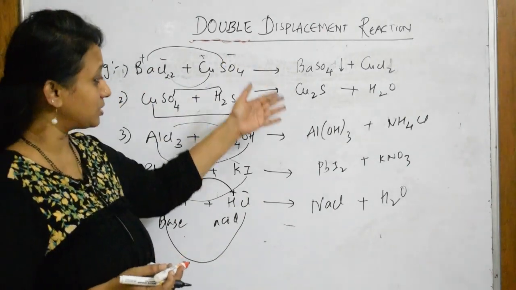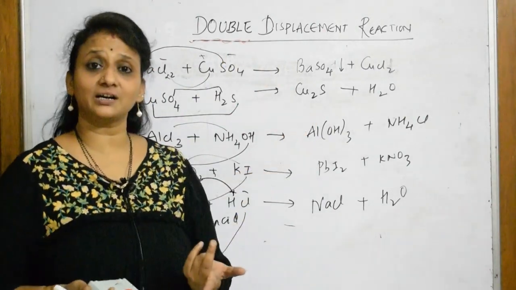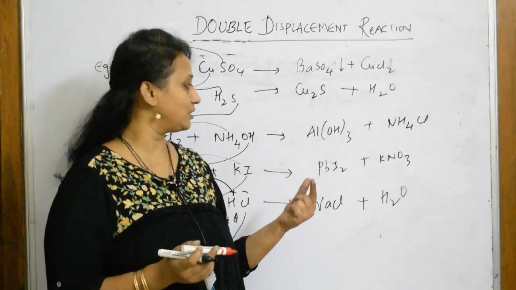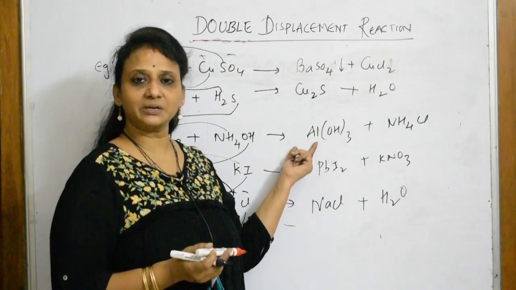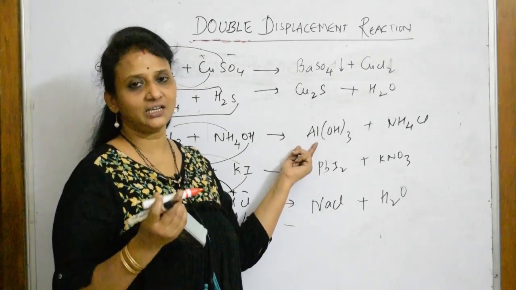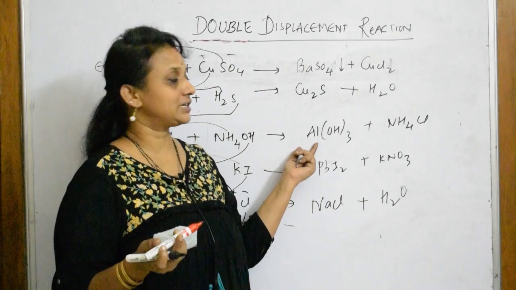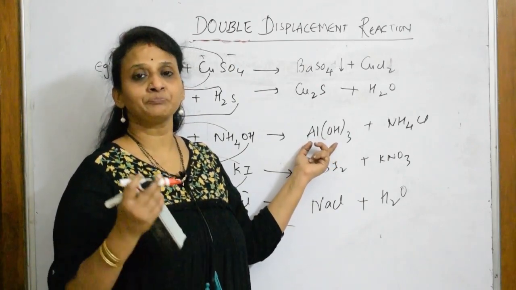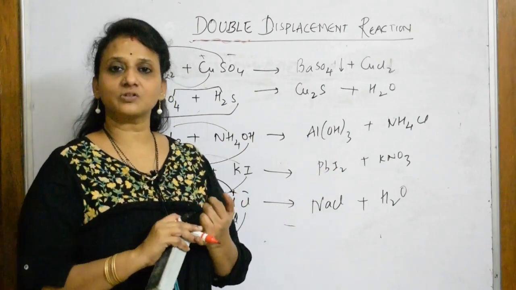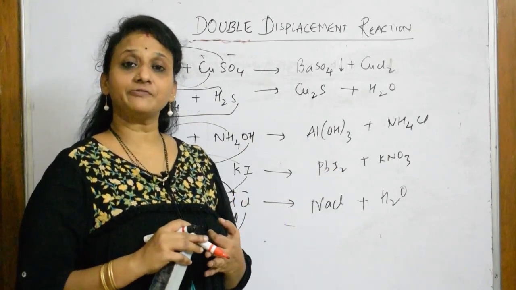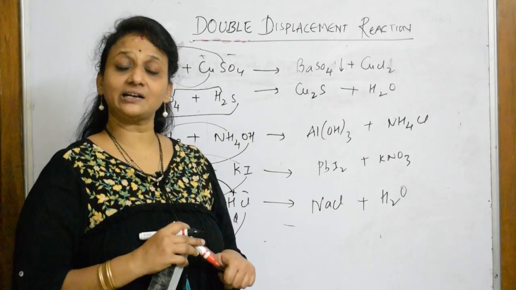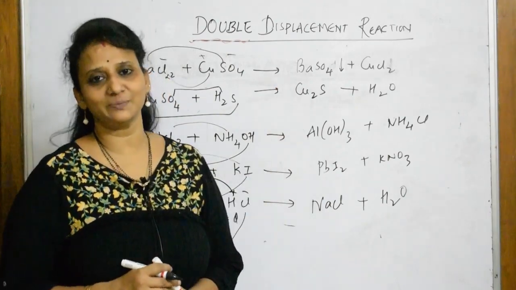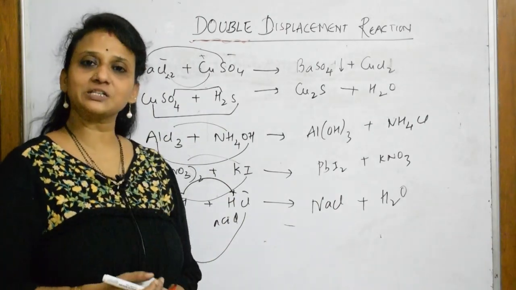Ma'am, how can I remember so many? How will I know the formula is aluminium hydroxide? Simple. I told you the reason. You write the aluminium valency from the atomic number. You will know how many electrons it requires. Hydroxide is a polyatomic ion which you have studied in grade 9. You need to remember the charges of hydroxide, carbonate, sulfate, phosphate, nitrate, nitrite. If you remember all these, everywhere those will be repeated. So this is your double displacement reaction.